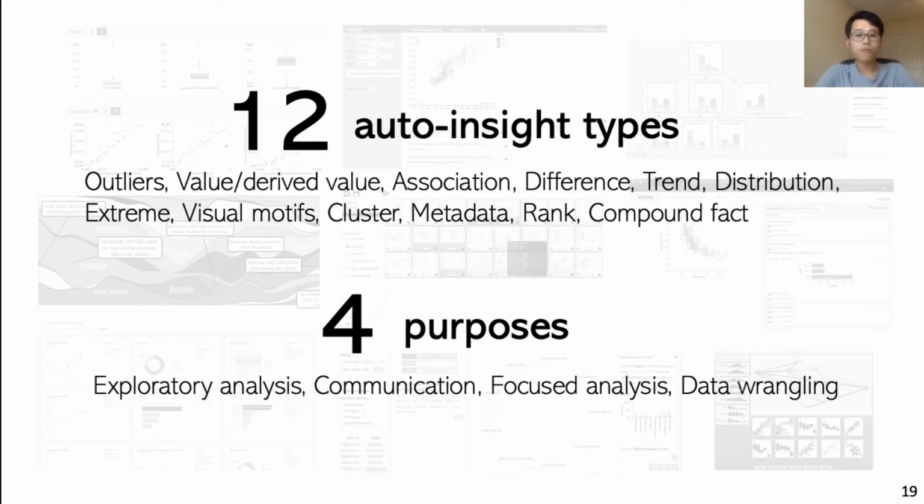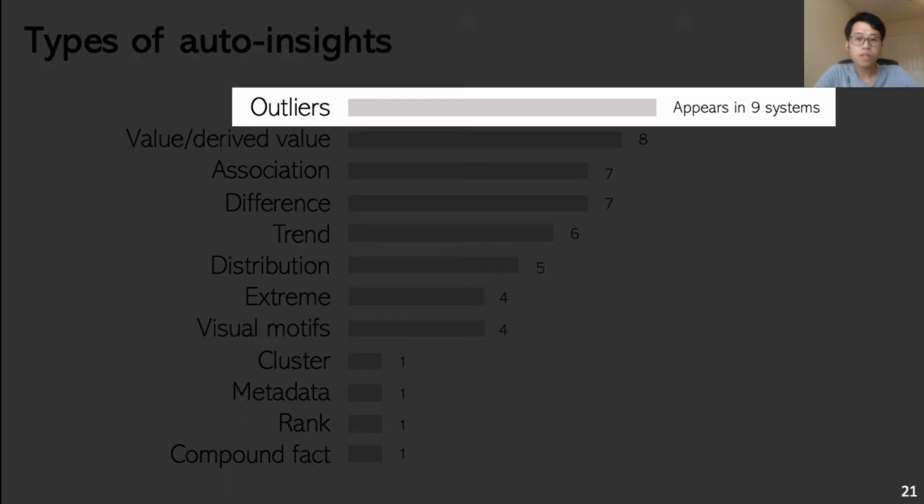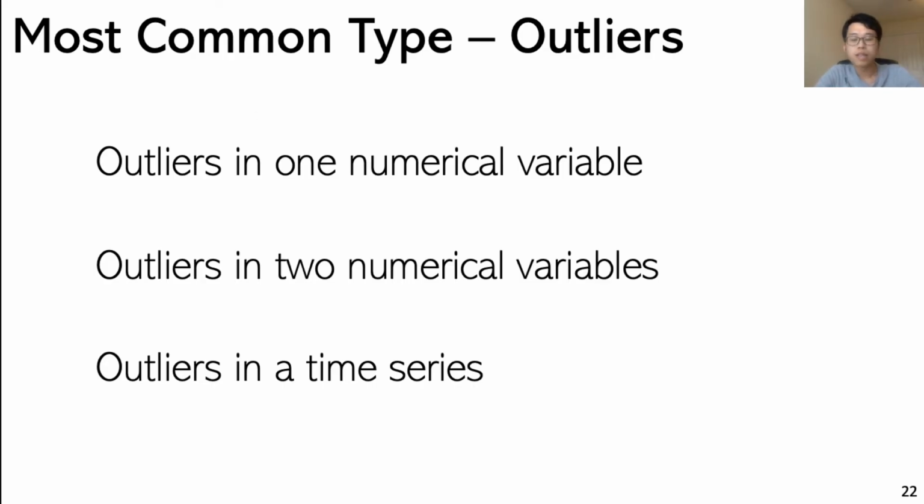And so here are our findings. From the set of papers we reviewed, we identified 12 types of auto-insights and 4 purposes of providing these insights. So this bar chart shows the frequency of occurrence for each type of auto-insights. The most common type of auto-insights is outliers. It can be outliers in a numerical variable, in 2 numerical variables, or in a time series.